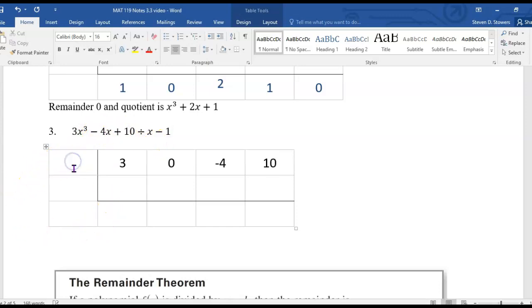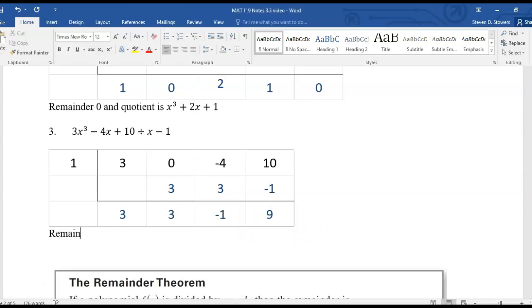And what number goes out in front? We're dividing by x minus 1, so we put just a 1, a good old positive 1 out in front. Now here we go, bring down the 3. 1 times 3 is 3. Add 0 plus 3 is 3. Multiply 1 times 3 is 3. Add -4 plus 3 is -1. Multiply 1 times -1 is -1. Add 10 plus -1 is 9.